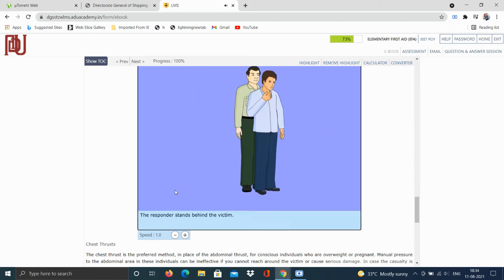The responder stands behind the victim. He places the 2 hands around the victim from his back to the front over the abdomen. He makes a fist with one hand and grasps it with the other hand. He then moves his fist in an inward and upward motion continuously till the choking is removed.